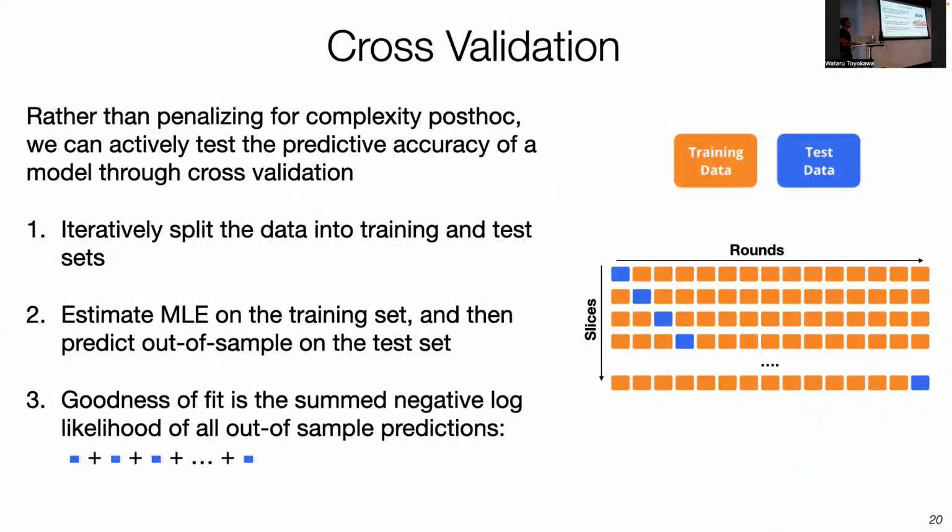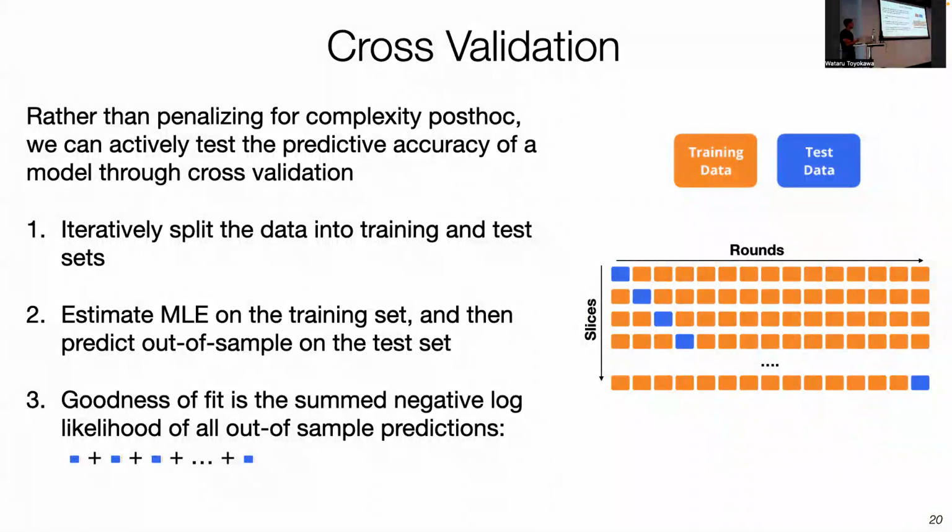So rather than penalizing for complexity post hoc, based on this assumption that the number of parameters is a good measure of complexity, we can actively test the predictive accuracy of a model through cross-validation. What we're doing is iteratively splitting the data into training and test sets, right? Then we fit the model on the training data and test on the test set, and we do this iteratively through all the different test sets.